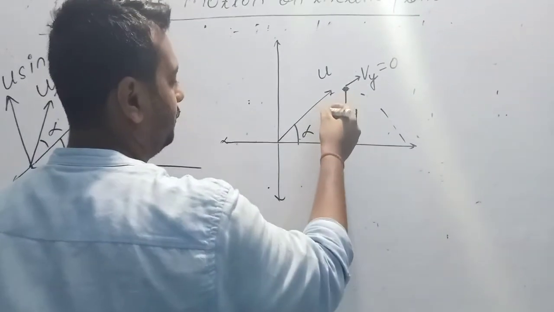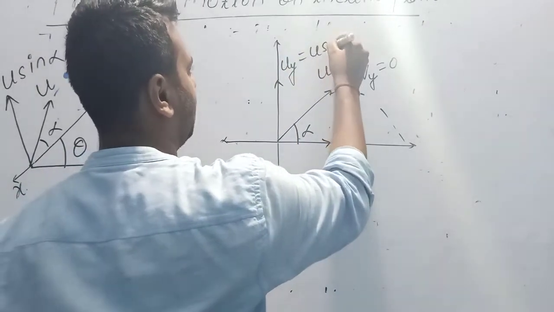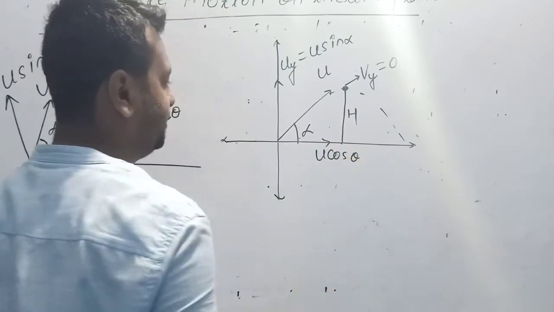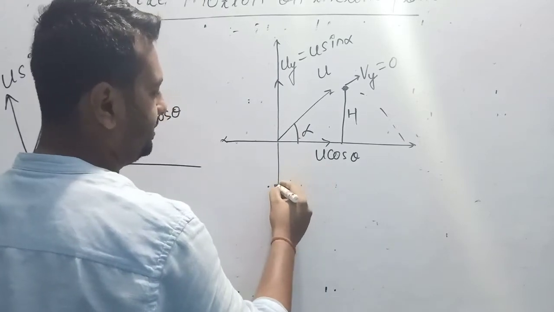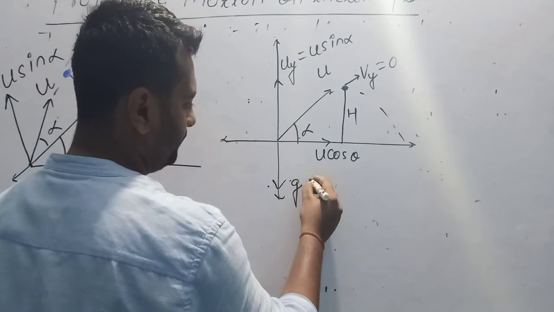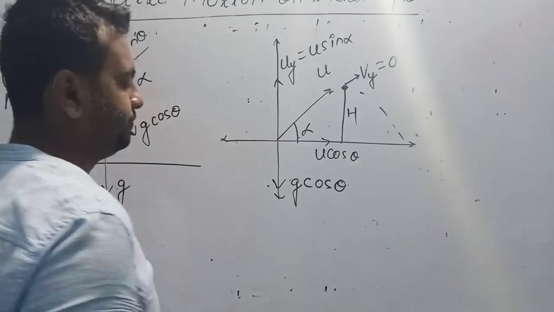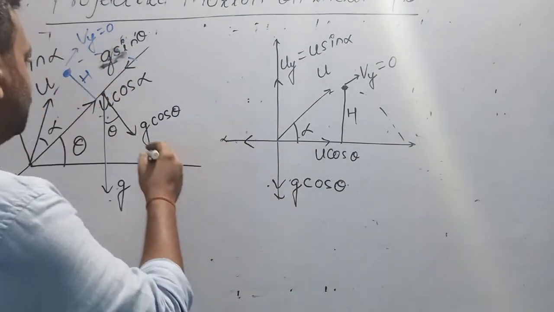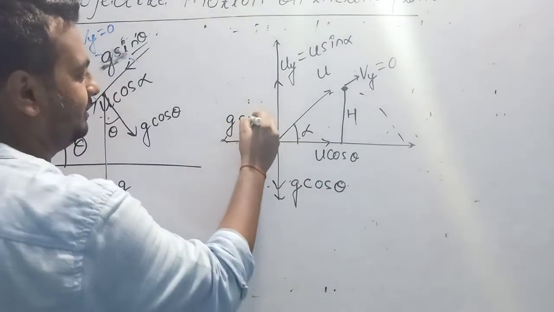The y and x components of initial velocity are: the y component will be u sin alpha, and the x component will be u cos alpha, and g is in the downward direction. So the component of g on the y axis will be g cos theta, and the x component of acceleration due to gravity is g sin theta.